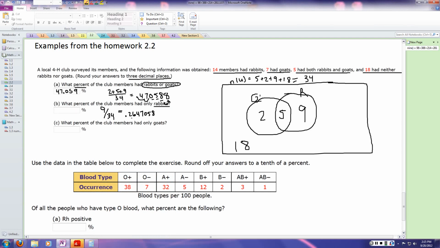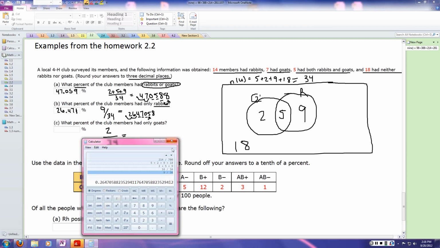0.2647058. I want it as a percent, so I move 2 decimal places over. It tells me 26.47. So I need 3 decimals. I look at this one, it's a 5, so I round this one up to a 1. Only had goats, you're going to take 2 out of 34. So calculator, and you go through the same process.